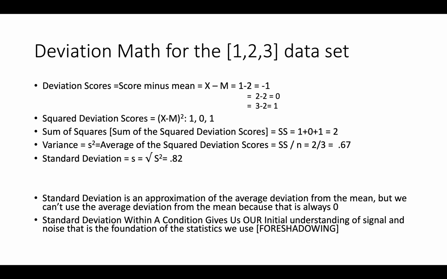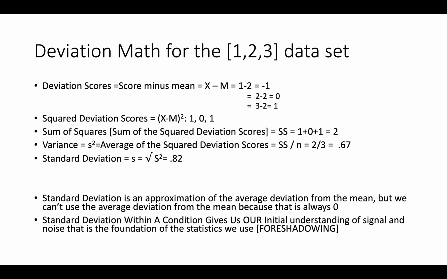So in terms of signal and noise, standard deviation is noise. And pretty much every one of our statistics uses either sum of squares, variance, or standard deviation. Everything we use uses one of these numbers for the most part. So that's it. That's how we got to the standard deviation. Average deviation score is always added to 0.